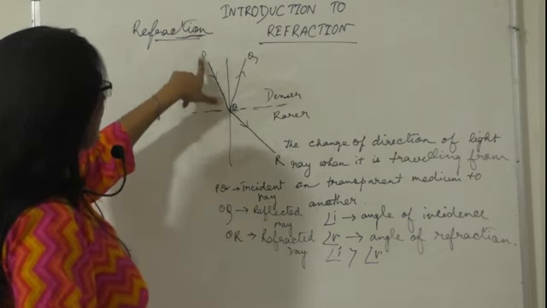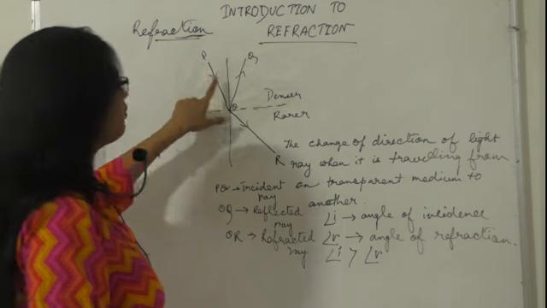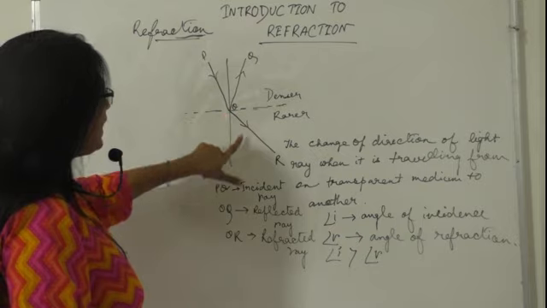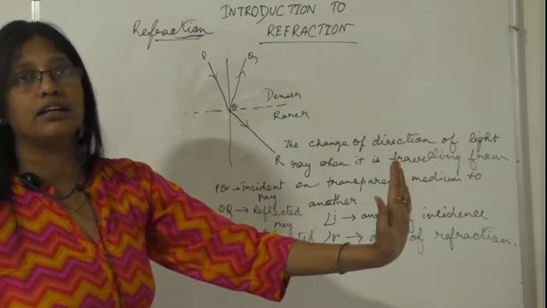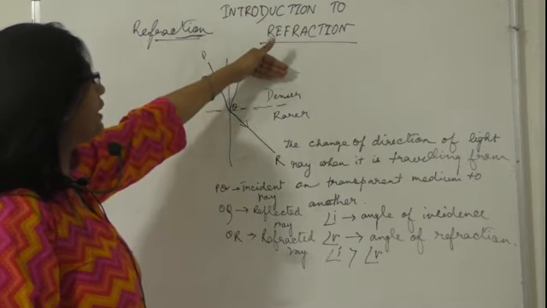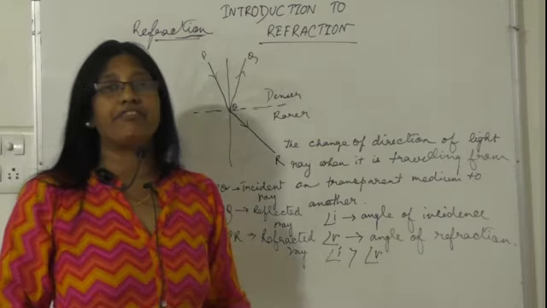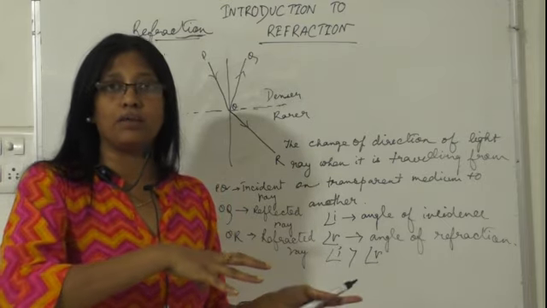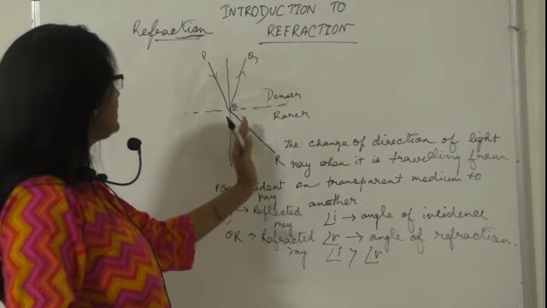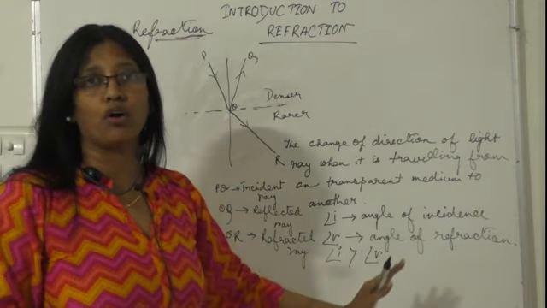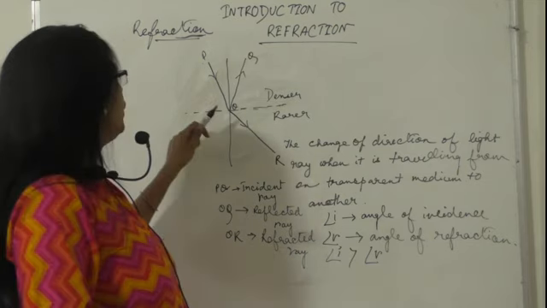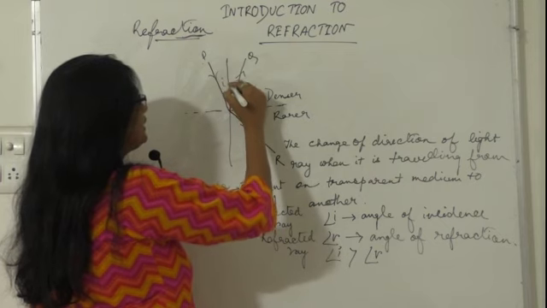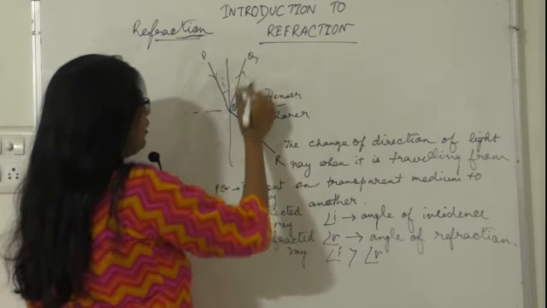So you can see that when the light is traveling from denser to rarer medium, it is bending away from normal. But in the previous case, from rarer to denser, the refracted ray was bending towards the normal. But in this case, it is moving away from normal. Okay. So if we write over here, this is angle of incidence, this is angle of refraction.